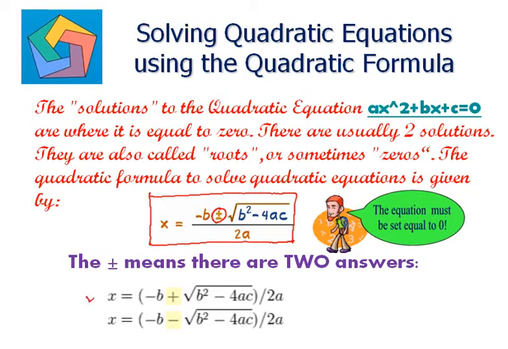One is x is equal to negative b plus square root of b squared minus 4ac divided by 2a. And the other one is x is equal to negative b minus square root of b squared minus 4ac divided by 2a. Now remember, your equation must be equal to 0. This is very important, that it should be in the form ax squared plus bx plus c is equal to 0.